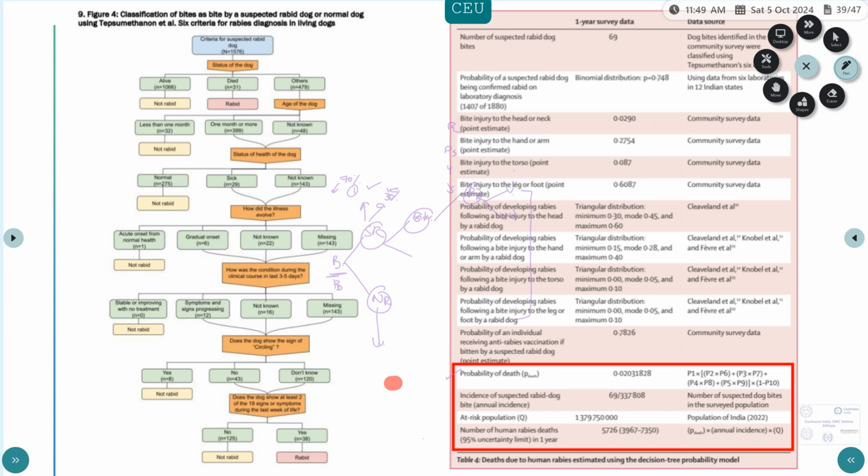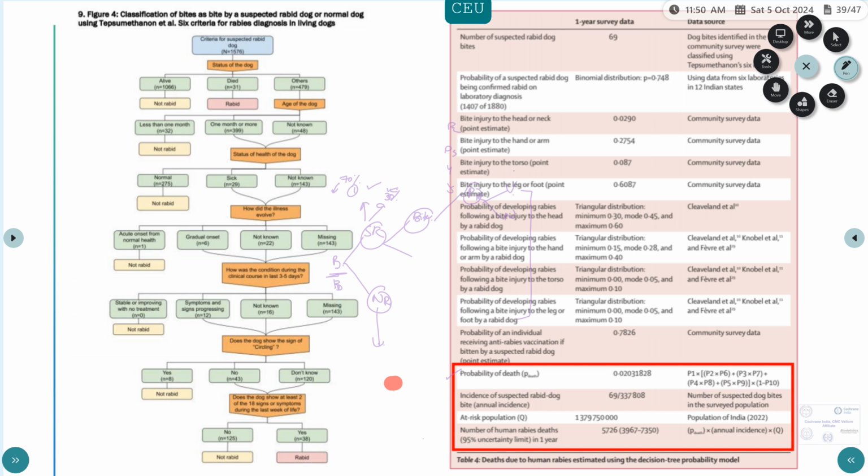This is a 6-step criteria published by Dexamethasone et al. For the 70% of dogs, if they were alive, they were classified as non-rabid. If the status of the dog was died, they classified it as rabid. If it was other, that is, the status was not known or the dog was killed by people earlier, then they calculated based on the age of the dog and the health status of the dog prior to that.